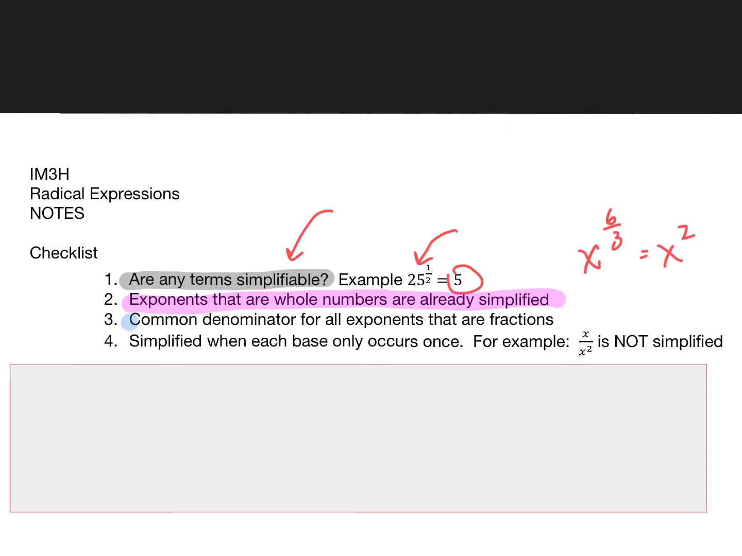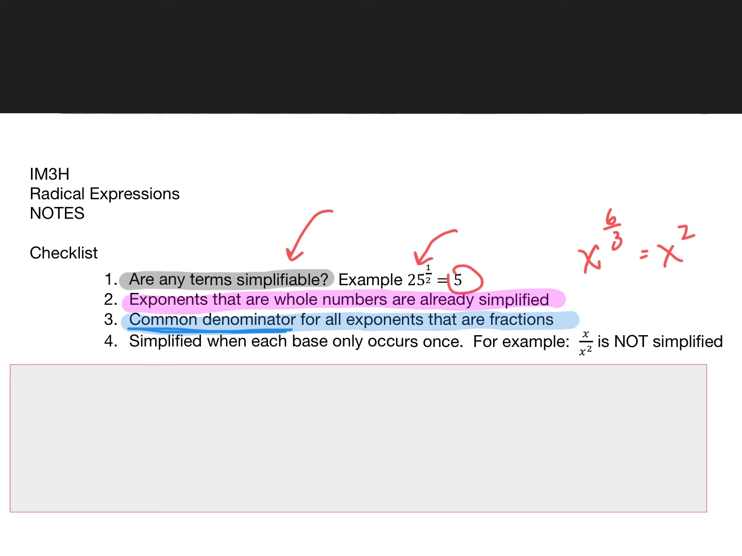All right, step 3, and this is probably the most important one. When I start showing you these problems, you're going to see a bunch of exponents that are fractions. Okay, you're going to want to make sure to change those to be common denominators. Okay, common denominator. All right, because then you can put them all under a single radical, but that only works as long as they have a common denominator.